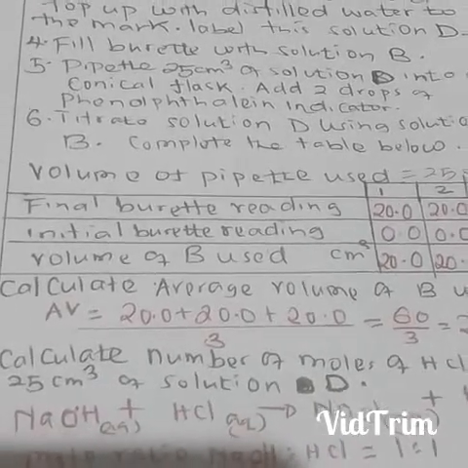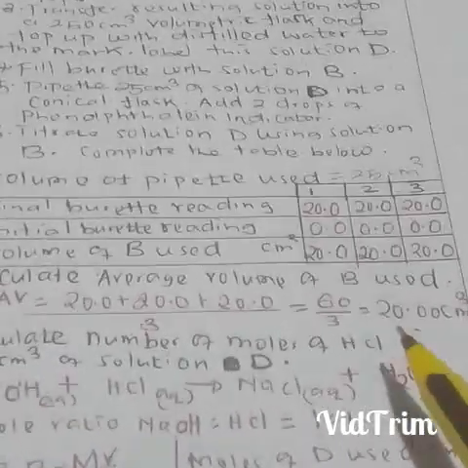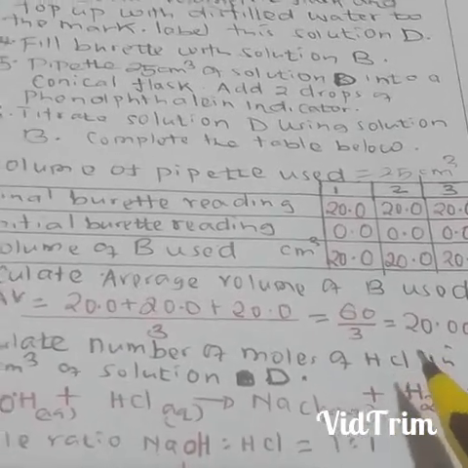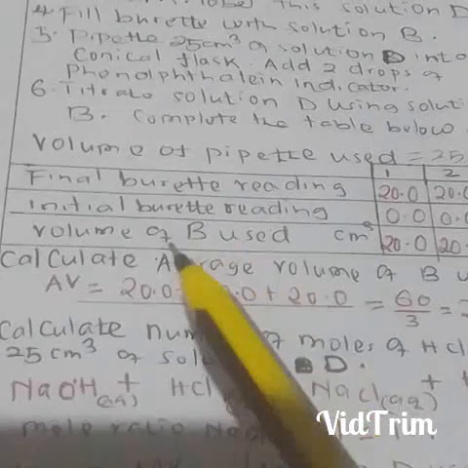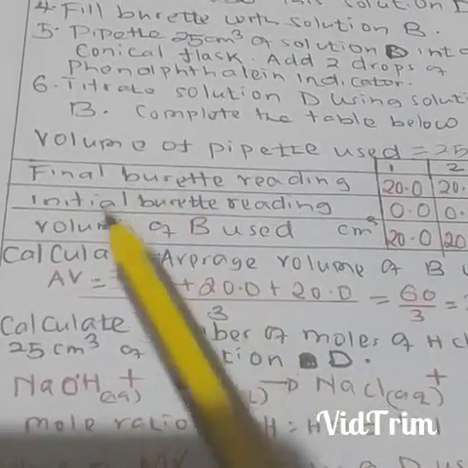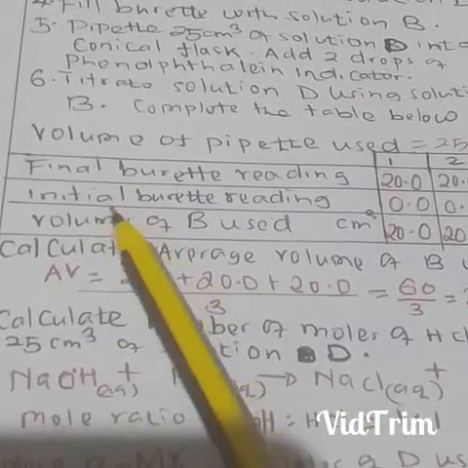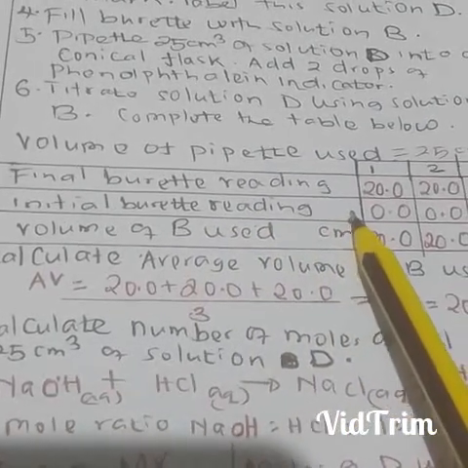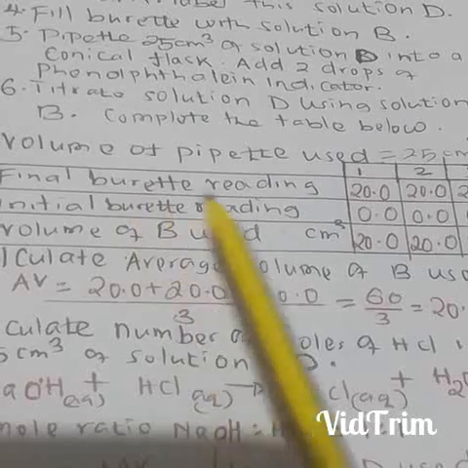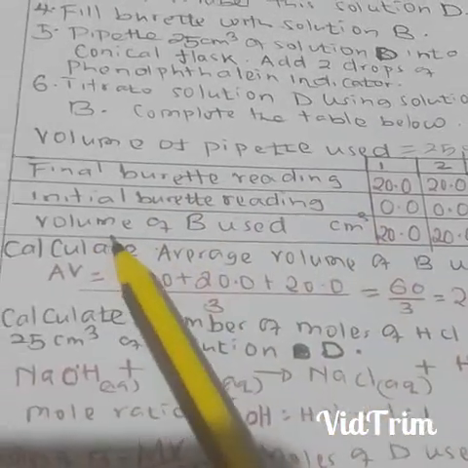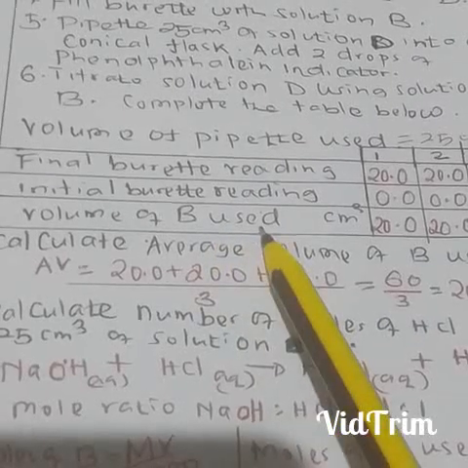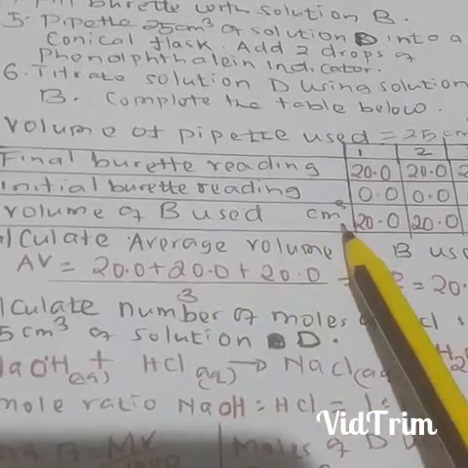Then after that, you carry out your titration. So let us have the techniques of filling the titration table. When you look at the titration table, in the middle we have the initial burette reading, which is given in cm³. Then we have the final burette reading. Then finally you have to find out the volume of B used, that is the base, in cm³.